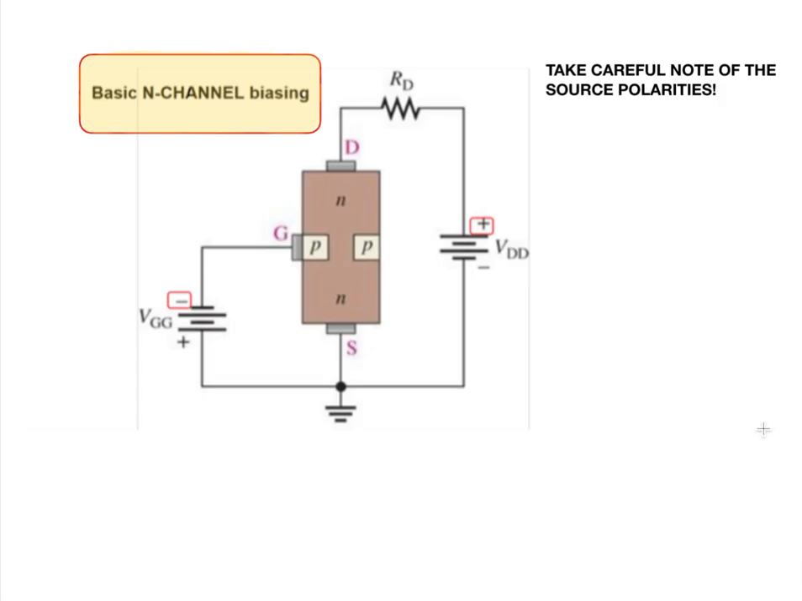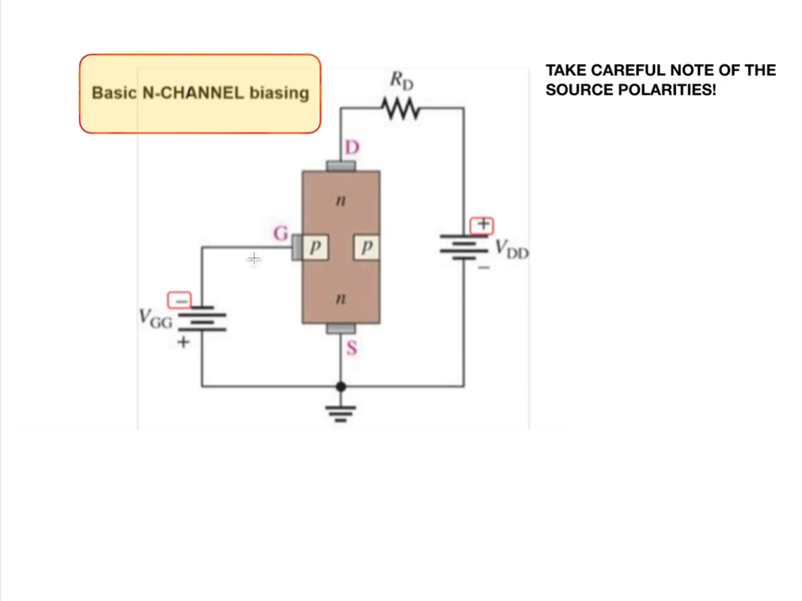So the basic circuit looks like this. We're using a power supply here called VDD. That's supplying our positive bias voltage to our drain. This is for current limit. And then for our gate voltage, we need a negative voltage here. So for the N channel, this voltage here is negative, and this voltage here must be positive.